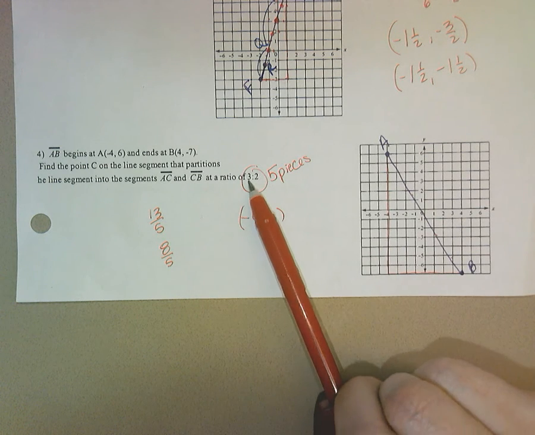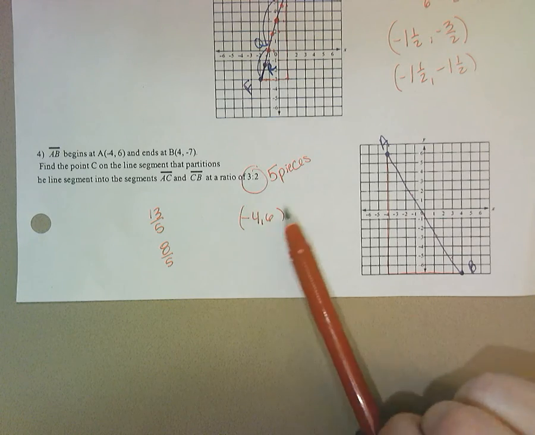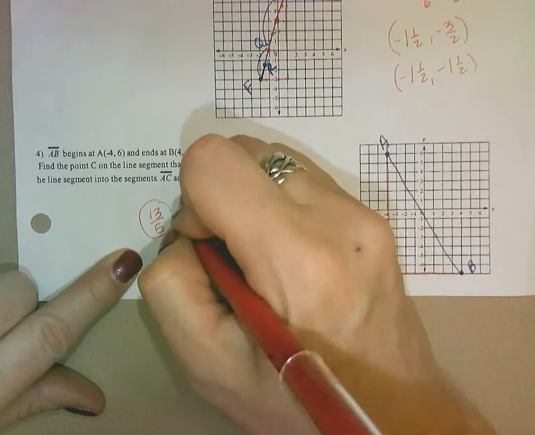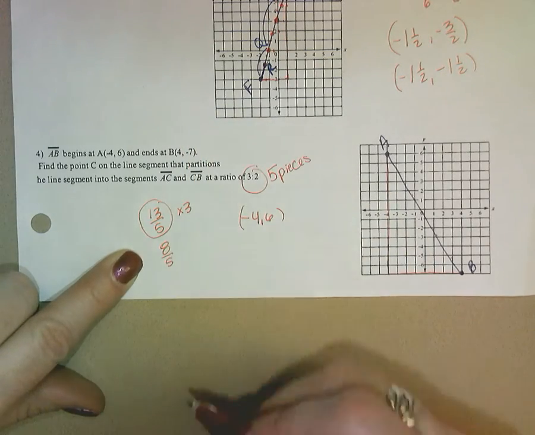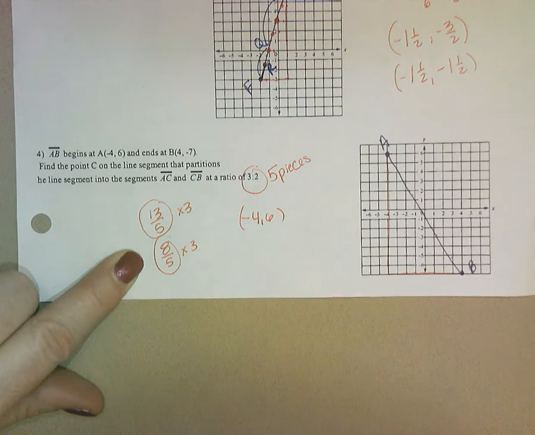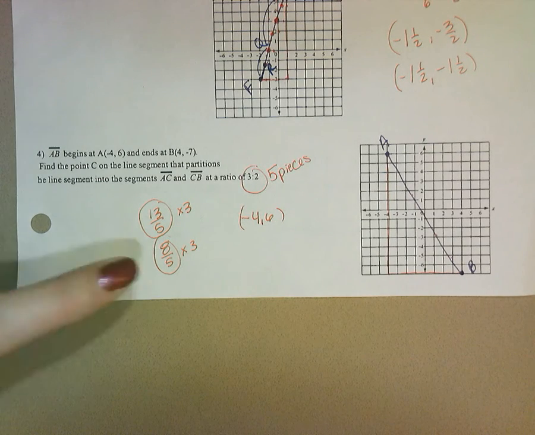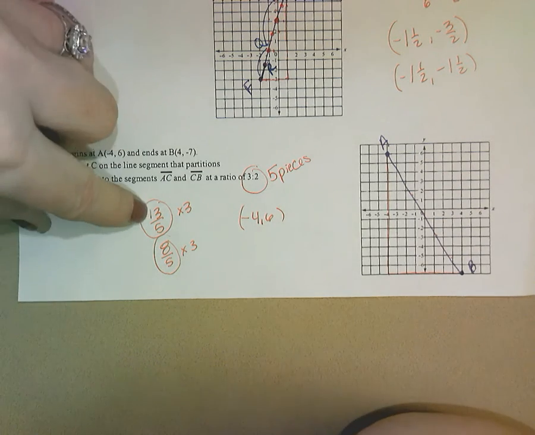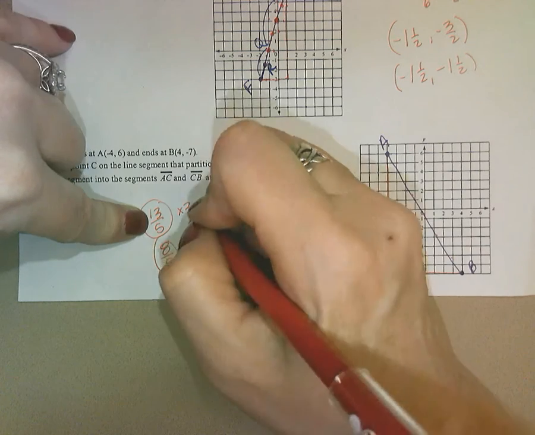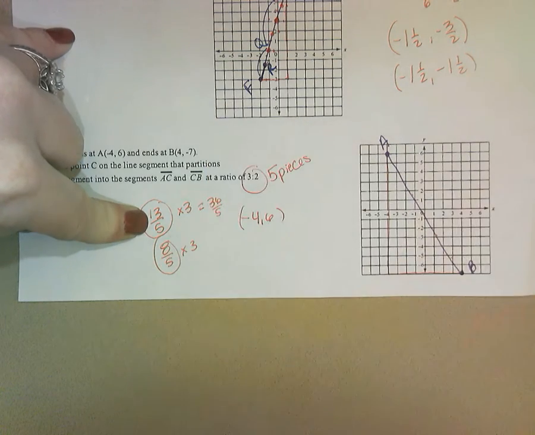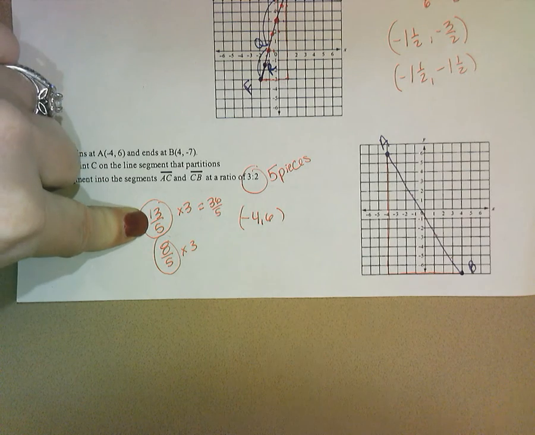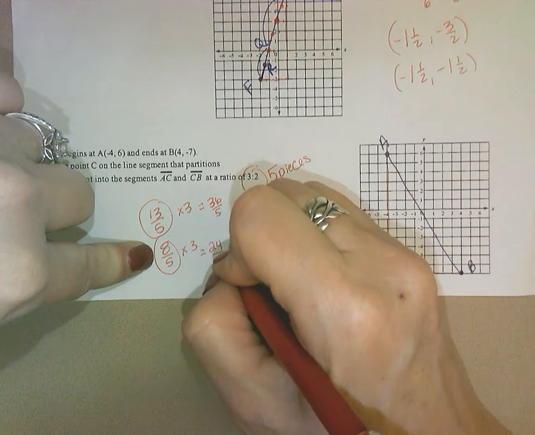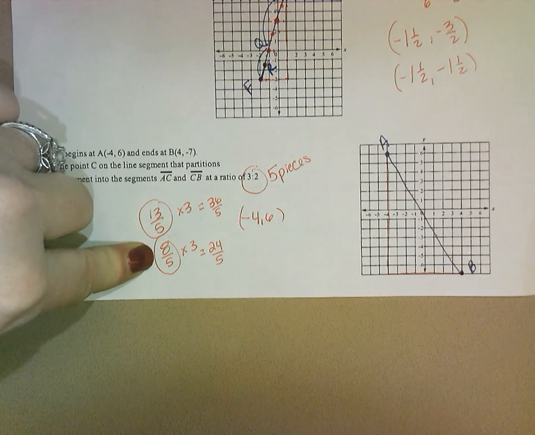So I need to go 3 pieces down and 3 pieces over, okay? So I need 3 of these to go up and down, and I need 3 of these to go over. If you just do that math, 13 times 3 is 36 fifths. That's your vertical change. And this is 24 fifths. That's your horizontal change.